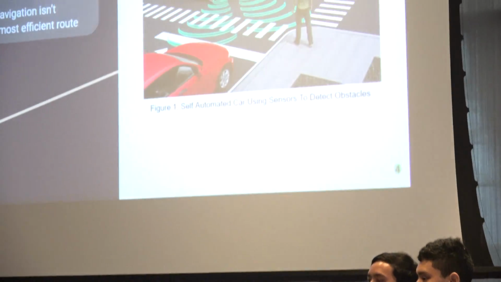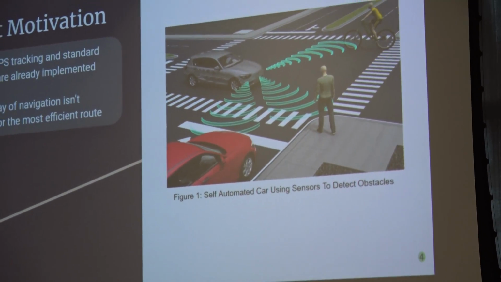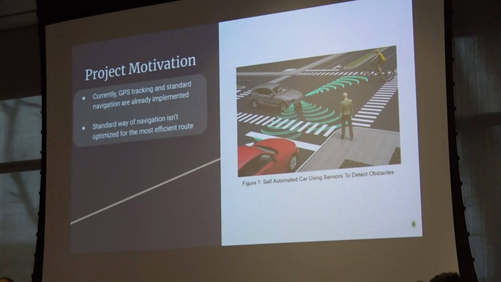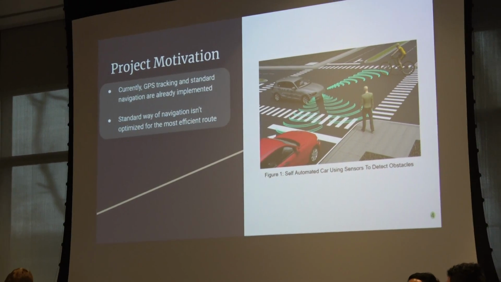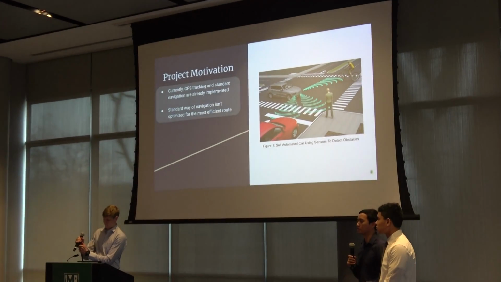So for project motivation, we wanted to create a system that would take into account autonomous vehicles, because nowadays autonomous vehicles are on the rise and they're starting to appear more on the road. So we wanted to create a navigational system that took into account the routing of autonomous vehicles as well as all the other cars within the system.